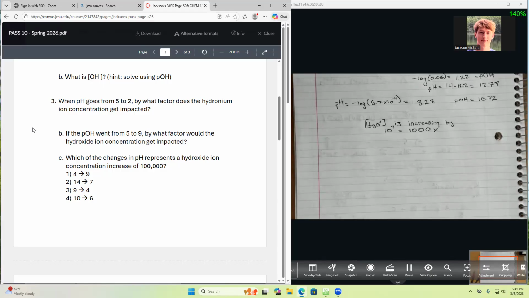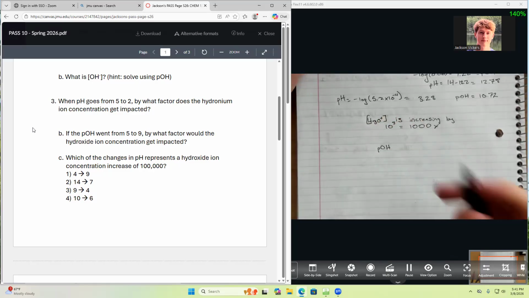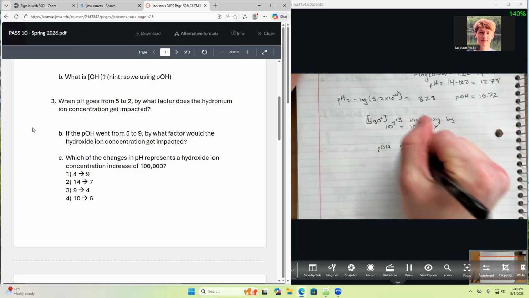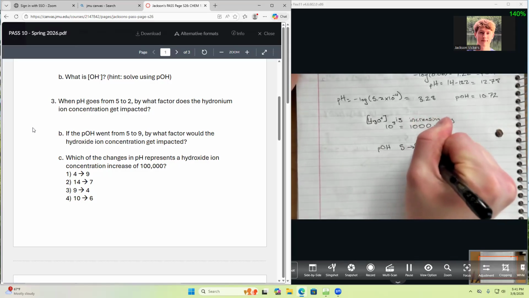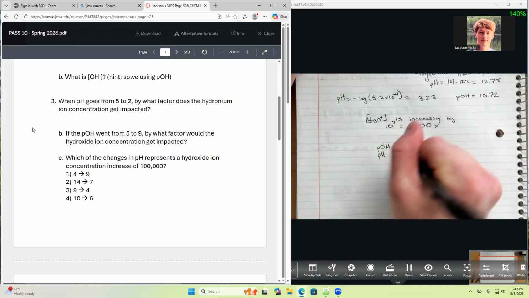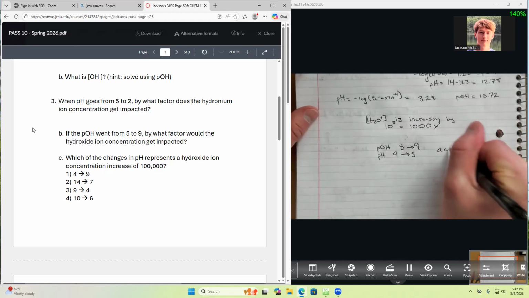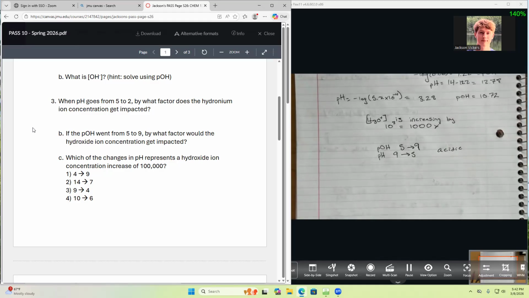There are different ways to think about this, but if I see the pOH scale going from 5 to 9, I'm going to make it simpler in my mind and say the pH scale is going from 9 to 5. That's the same thing, and to me, 9 to 5 makes a lot more sense. If we're going from 9 to 5 on the pH scale, that's acidic, right? The lower you get, the more acidic you are. So we're getting acidic. We know that. So would the hydroxide ion concentration be increasing or decreasing?